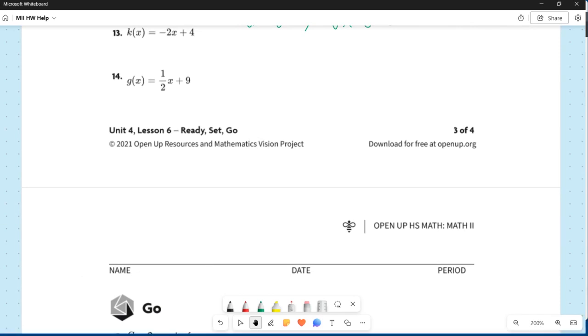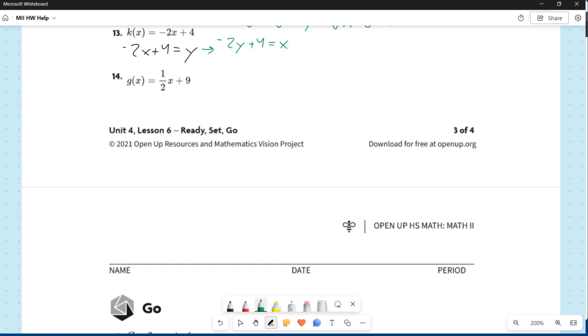Question 13. 13 says k of x equals negative 2x plus 4. This is a linear function. If we bring the negative 2x plus 4 to the left, we replace our function notation with just a y. To get our inverse equation, we swap our x's and our y's. So negative 2x plus 4 equals y becomes a new equation, negative 2y plus 4 equals x. Notice that nothing else changes. We just swap the x and the y, but everything else is the same.